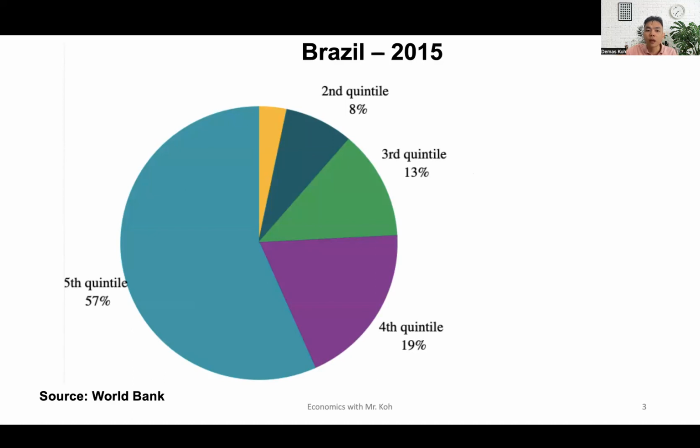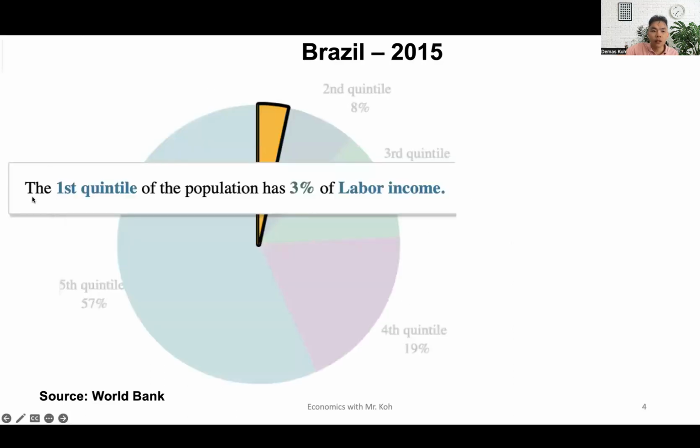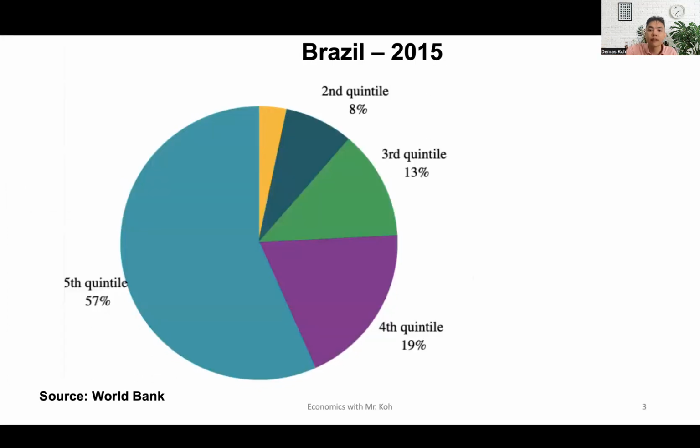And as you can see, we have 5 quintiles here. So quintiles means 20%. So in order to read this pie chart, you would first need to look at the first quintile of the population. That means the lowest 20% of the population actually have 3% of the total labor income, right?